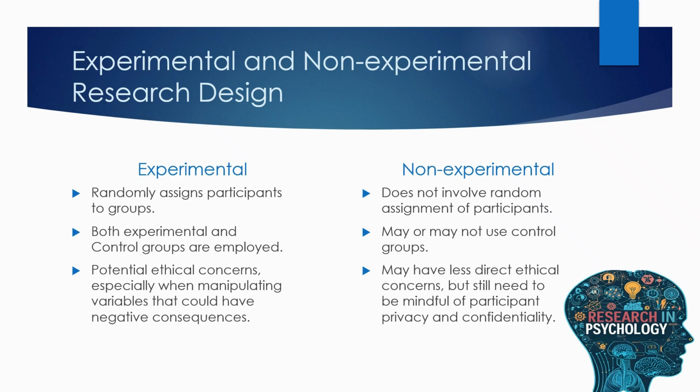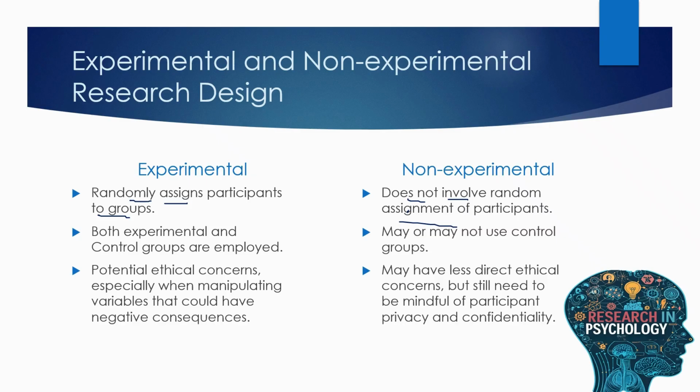Then, in experimental research design, we randomly assign participants to the groups. Okay, so we have randomly selected the sample, and from the selected sample, we'll be randomly assigning participants to the different groups that we are studying. While in non-experimental, it does not involve random assignment of participants. Okay, so there is a chance of bias here.